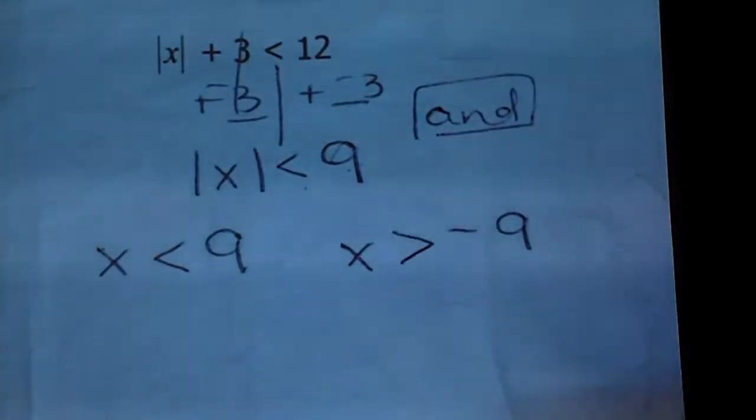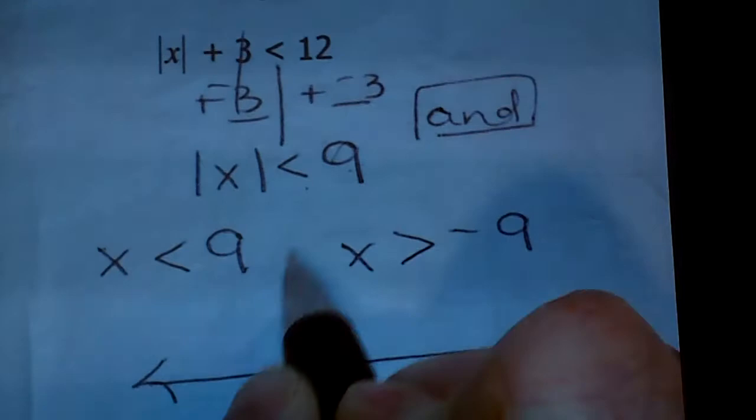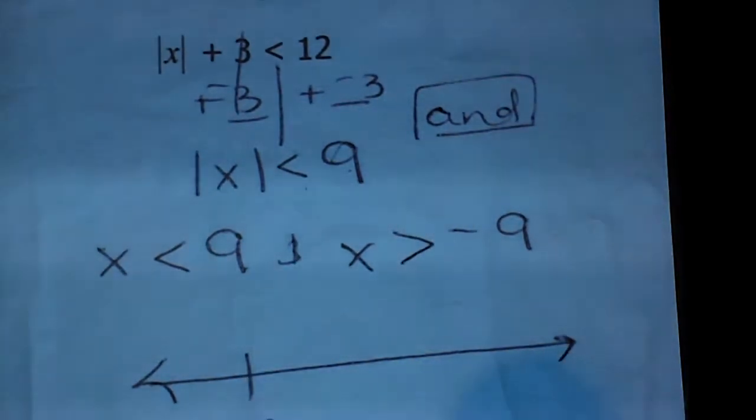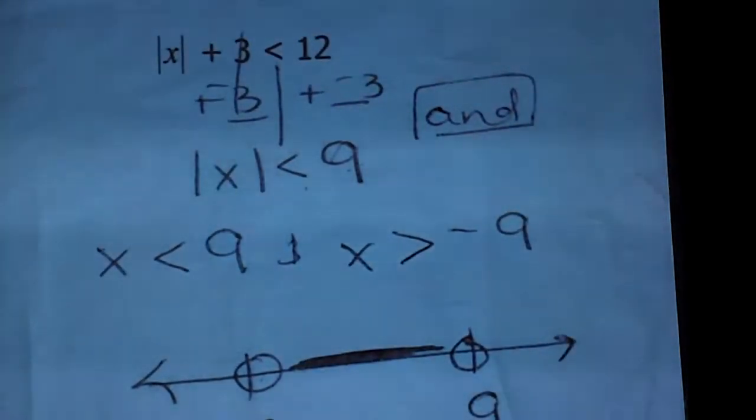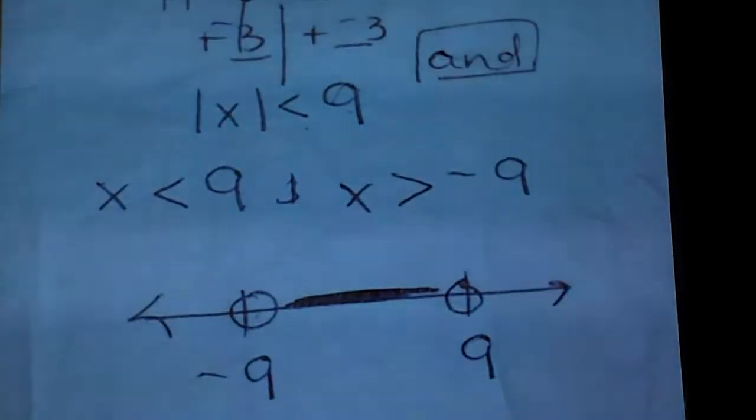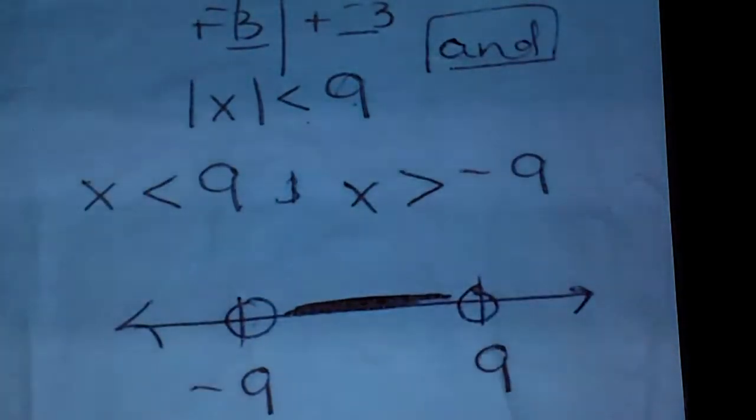So when we go to graph this one, this is an and. I'm going to put negative 9 here, 9 here. x is less than 9. x is greater than negative 9. There's both of the graphs together, so it would look like that. Okay, let's try another one.